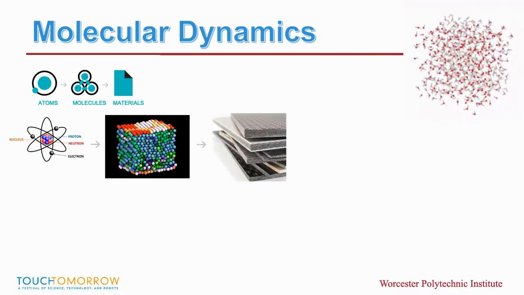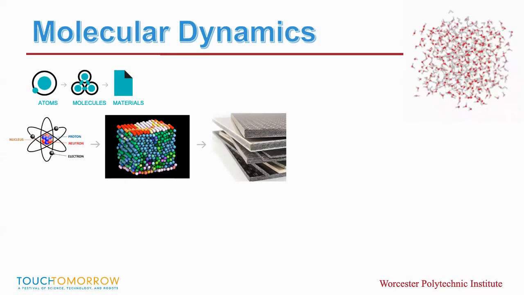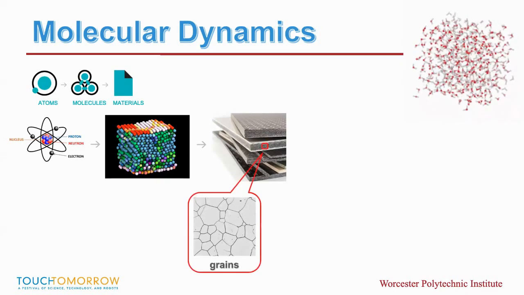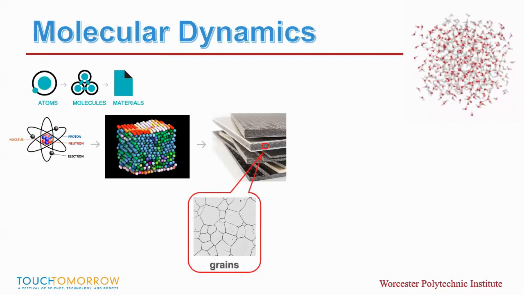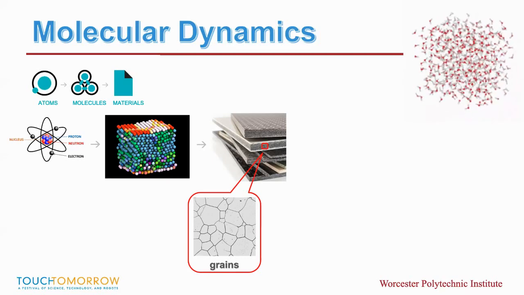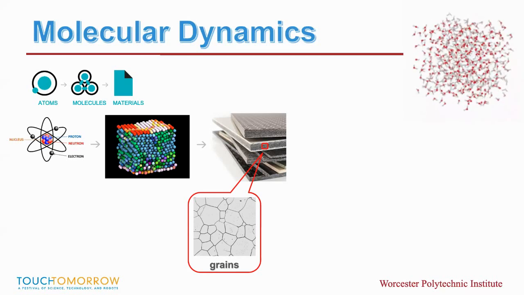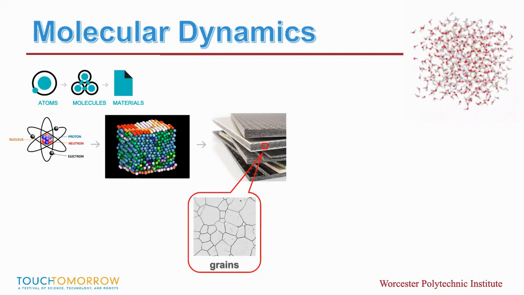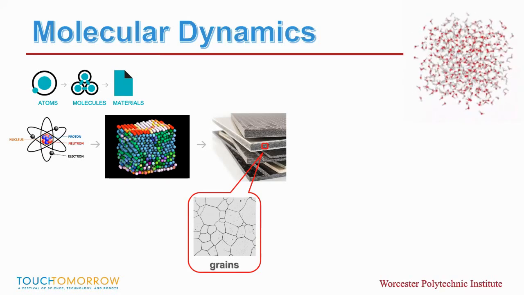But how do these atoms or molecules affect our materials and exhibit different properties? For example, in alloys, if you cut a sample and look at the surface under a microscope, you will find many polygonal areas called grains. When we process an alloy by heat treatment in order to increase its strength or ductility, the size of grains will be changed. In fact, most of the mechanical properties of alloys are controlled by their grain size.